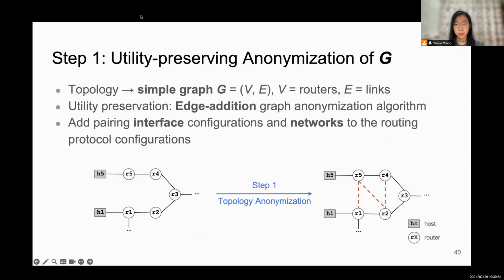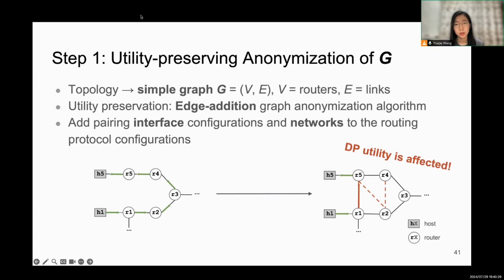We use a running example to explain each step. On the left side is a part of the original topology, which is viewed as a simple graph. We first choose a graph anonymization algorithm that only adds edges to the graph. This will ensure the topology utility preservation. On the right side is the corresponding topology in the anonymized network. The dashed lines denote the edges to add in our chosen algorithm, which guarantees k anonymity for node degrees. Then we add the corresponding link configurations to implement the same algorithm in configured files.